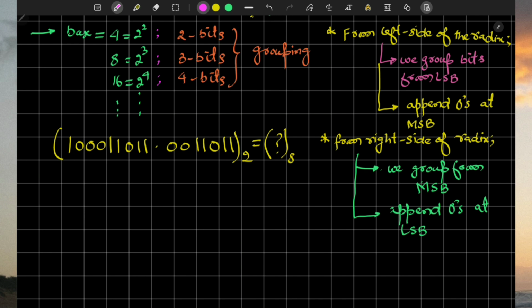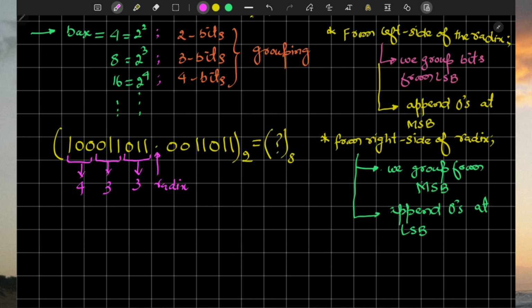To elaborate this, let us consider the following example wherein a binary number is to be converted into an octal number. So this binary number has an integer part and a fractional part. This is the radix, and on the left side of the radix, we have to start from the LSB and start forming groups of 3. So these are 3 bits, 3 bits and 3 bits. Now this is equal to 3, this is equal to 3, and this is equal to 4.